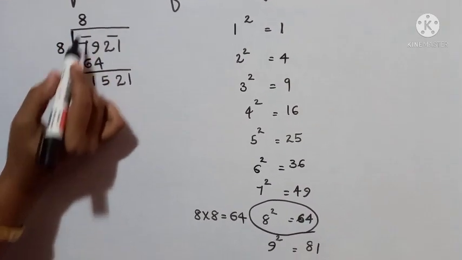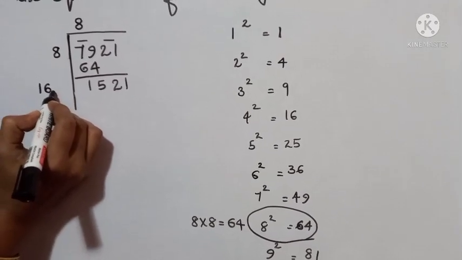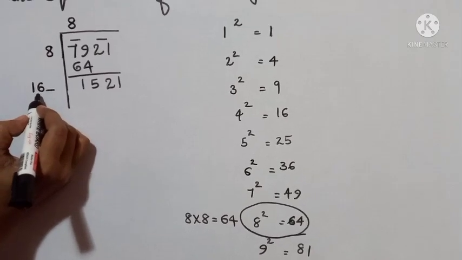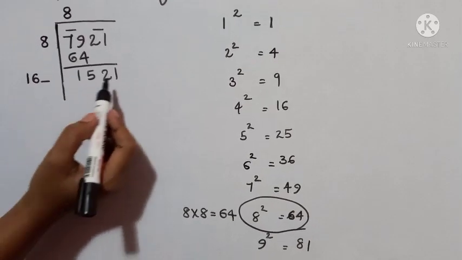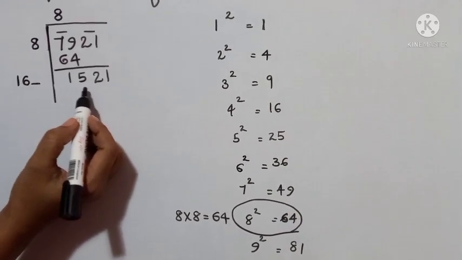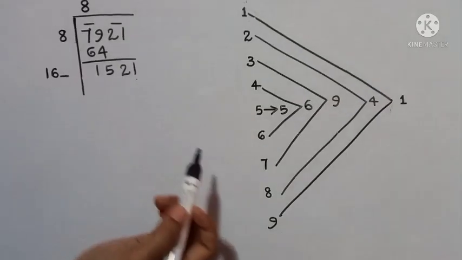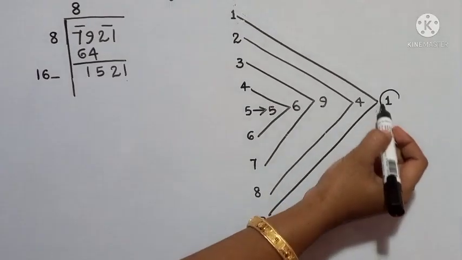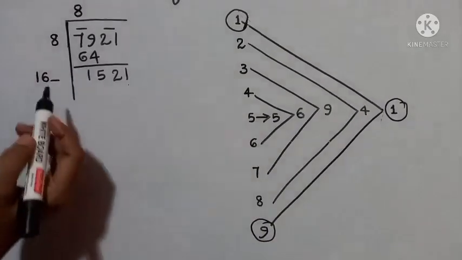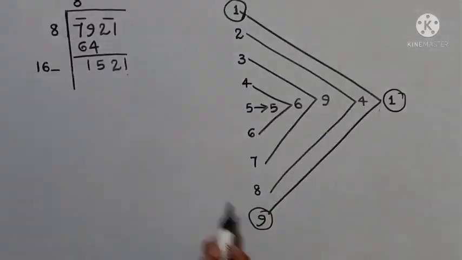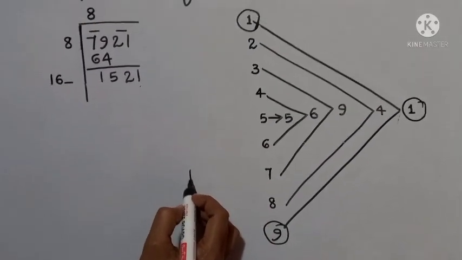Double the quotient 8. It is 16. Write it here and put a blank on the right of 16. In order to fill this blank space, we have to consider the ones place of the number 1521. Here it is 1. In order to get 1 in the ones place, the digit will be either 1 or 9. That means we have to substitute 1 or 9 here. We have to check which one we need to select.